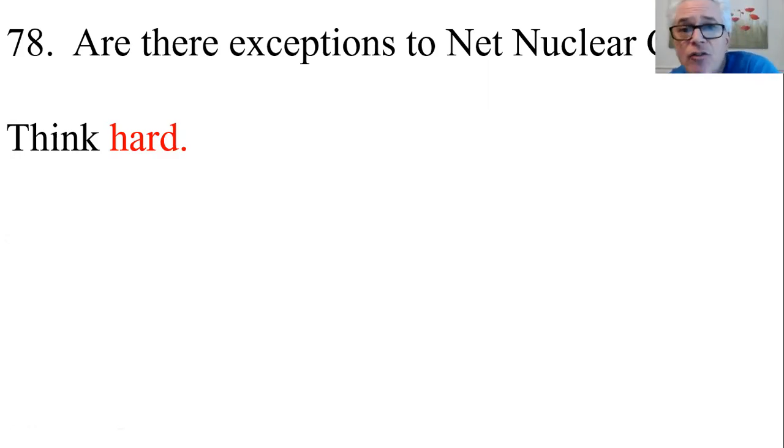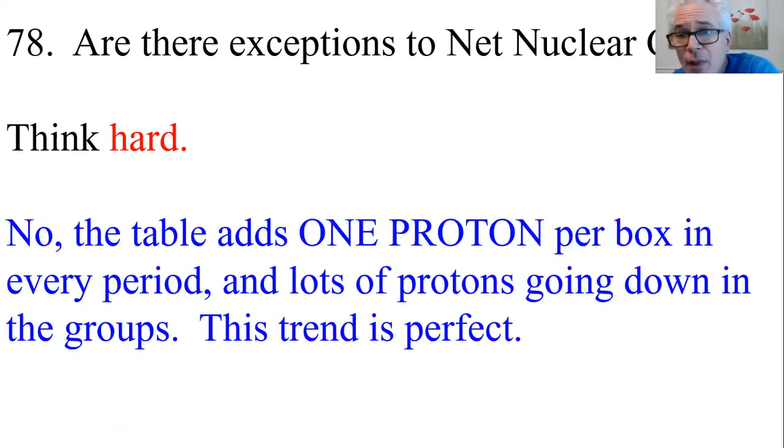Are there exceptions to this trend, the group trend or the period trend, for net nuclear charge? Think hard. Here we go. No. When you're going across any period, the table is set up by order of increasing atomic number, which means increasing number of protons. So every box you go across, you're adding one proton, another proton, another proton. There's no exceptions to that. And when you go down the groups, at the top of the table, you add 8 protons at a time, and then in the middle and the bottom of the table, you add 18 at a time. They jump, jump, jump, up, up, up. There's no exceptions. This trend is perfect.